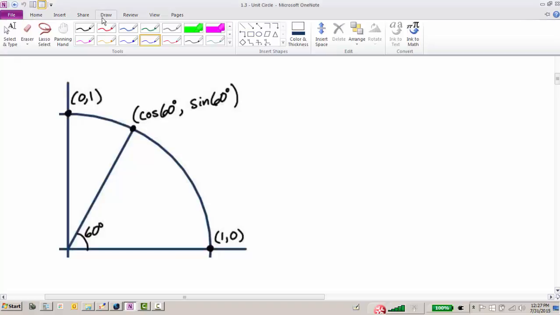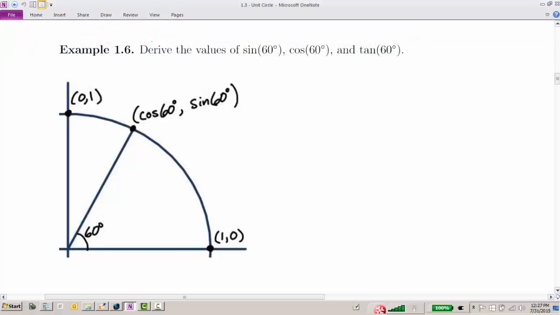In this example, we're going to derive the values of cosine of 60 degrees and sine of 60 degrees, which are the x and y coordinates of this point, respectively, and also the value of tangent of 60 degrees. And we're going to do this by using the first quadrant portion of the unit circle.